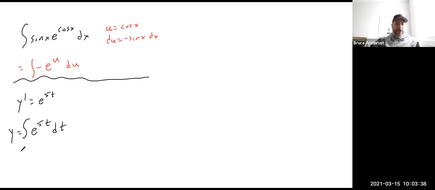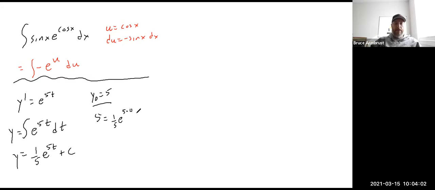Again, a pretty simple u substitution. And that gives us 1/5 e to the 5t plus c. So there's our general solution, but now we're going to use the fact that we know that at 0, y is equal to 5. So we'll plug in 5 for y, 0 for t. So we get 5 equals 1/5 plus c, or c is equal to 24/5.